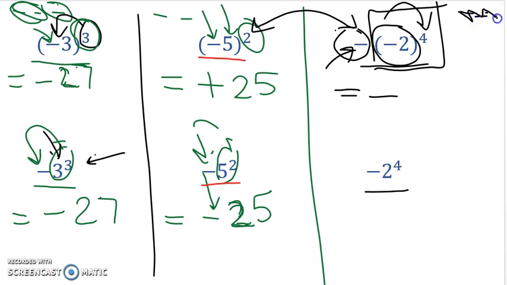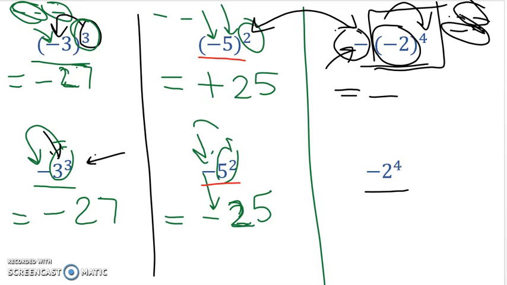We had negative, negative, and a negative, negative. So we should have 4 negatives. Well, that first group of 2 will make a positive. The second group of 2 will make a positive. So overall, we get a positive. Or we could think that 4 is even, and so we know that a negative number raised to an even power will be positive.